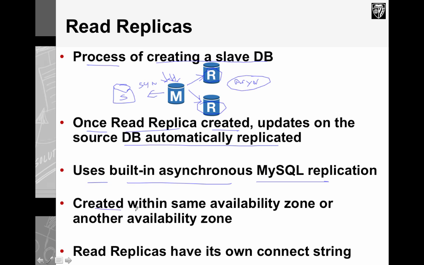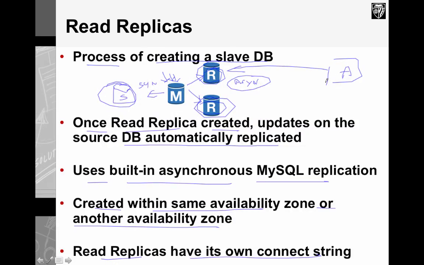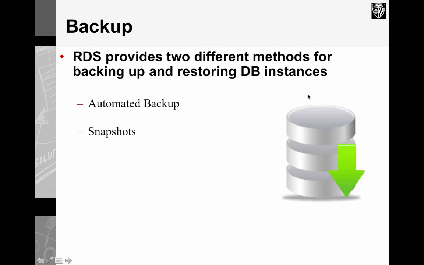Read replicas can be created within the same availability zone or another availability zone, whereas the slaves or the standby machines are created in the other availability zone for multi-AZ deployments. Read replicas have their own connect strings, which means the applications can connect to a read replica for read-only queries and connect to the master for write queries. That's how you get scalability. We'll talk more about this in the section on performance and scalability.